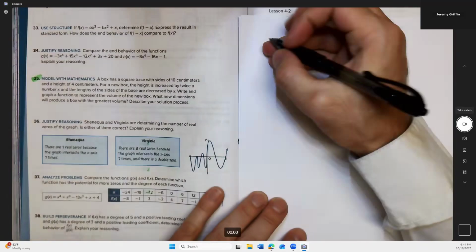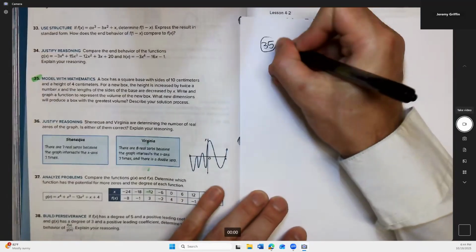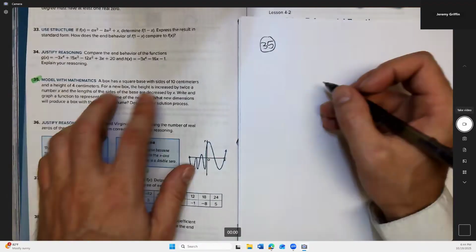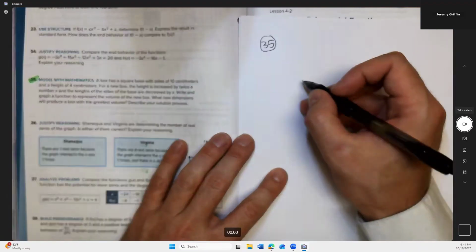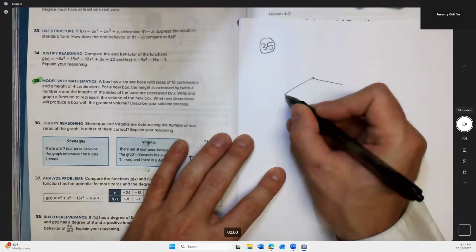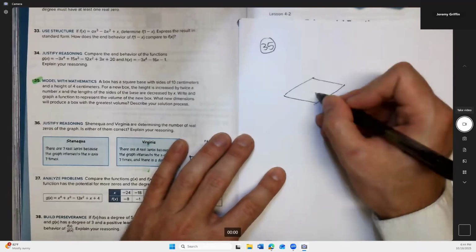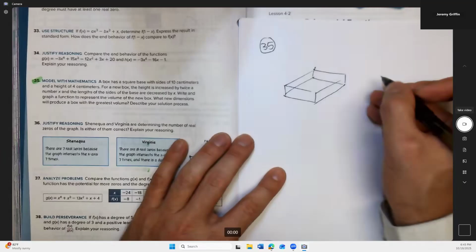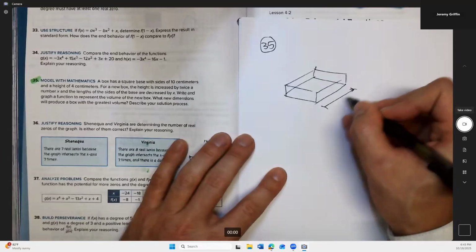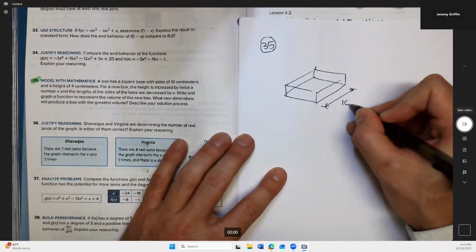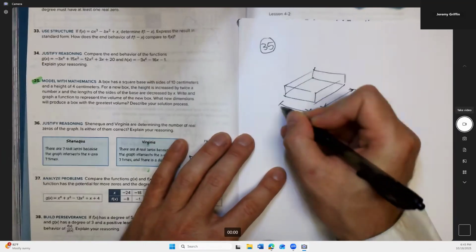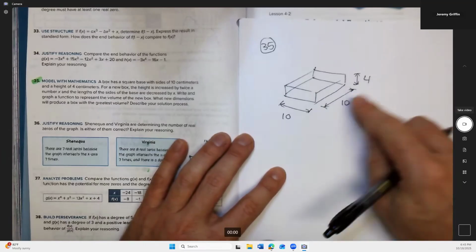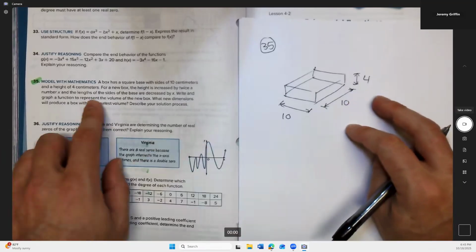Number 35. I definitely wanted to do some kind of geometric type word puzzle with you guys. Got a box with a square base with sides of 10 centimeters and a height of 4 centimeters, drawn approximately to scale. I bet it looks pretty close to this, doesn't it? We got a box that's 10 centimeters by 10 centimeters with a height of just 4 centimeters. So there's your box.